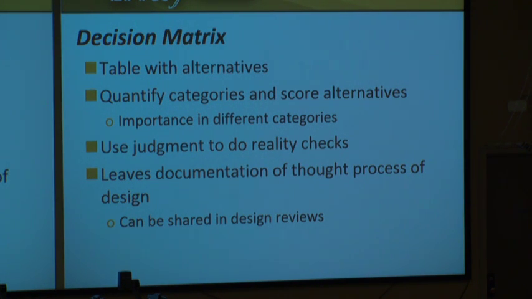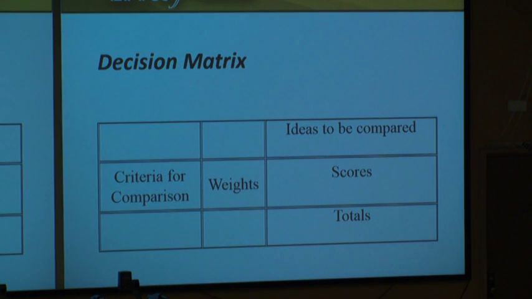So basically, you have a table here, and you have the different criteria by which you're making the comparison. And then you actually weight those different criteria. Some might carry more weight than others. And then you evaluate each of your ideas, and whatever that score is, you multiply it by the weight, and then you add them up and you come up with overall scores.